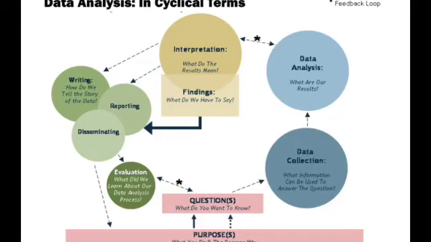So this chart shows the cyclical model. We always start from purposes, but then we can go back to revise the purpose later. So start from purpose, and then questions. And after this, we could do data collection. It's just following this.